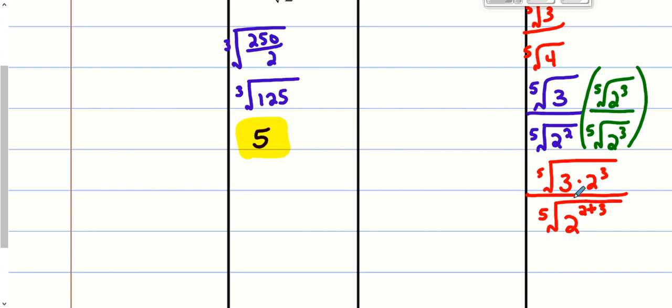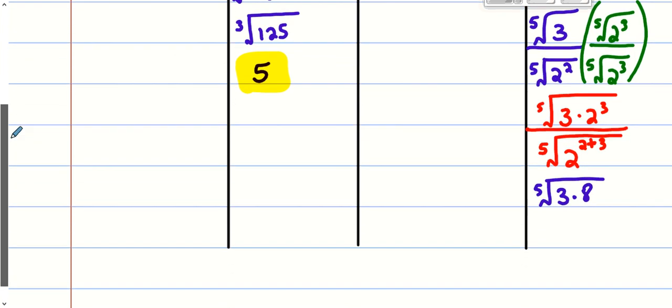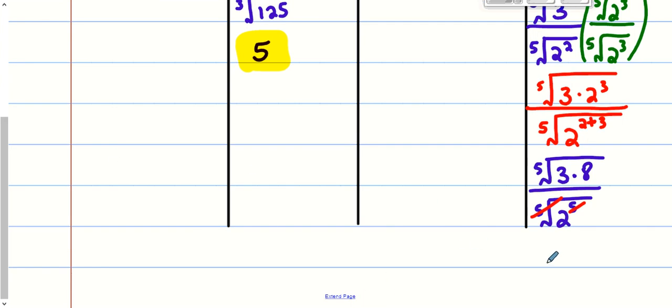All right, so to simplify, on the top, I have the 5th root of 3 times 2 cubed, which is 8. And if you're not sure about that, you can put it in your calculator. Divided by the 5th root of 2 to the 2 plus 3, which is 5. Now, the 5th root and the 5th power cancel. And then let's go ahead on the top and multiply 3 times 8. So I have the 5th root of 24 divided by 2.